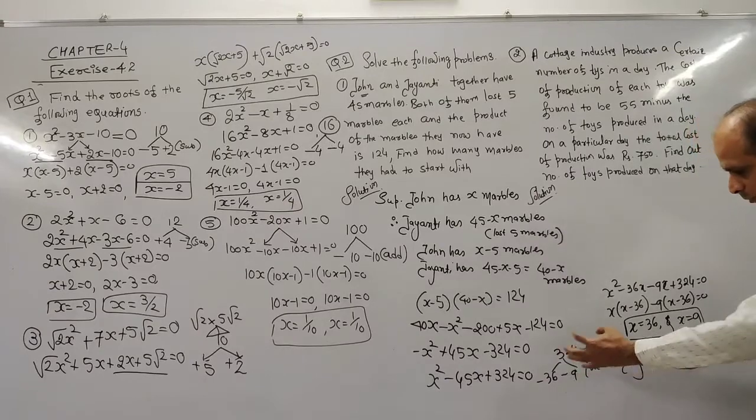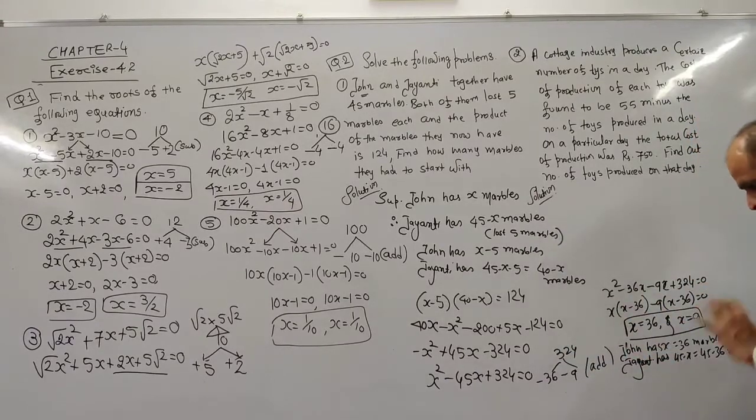So here x is equal to 36 and x is equal to 9. On the basis of x is 36 and x is equal to 9, if John has 36 marbles, Jayanti has 9 marbles. If John has 9 marbles, then Jayanti has 36 marbles.